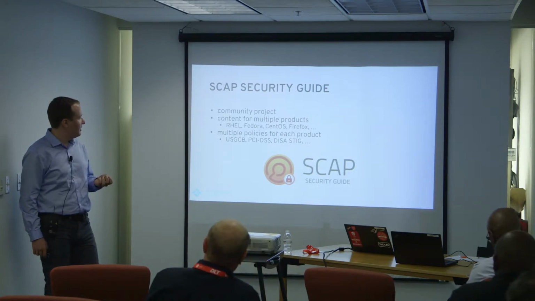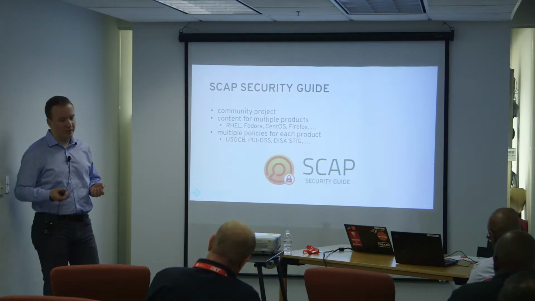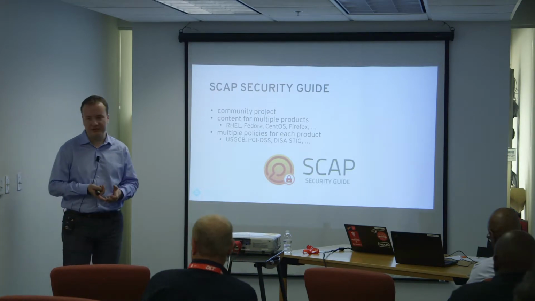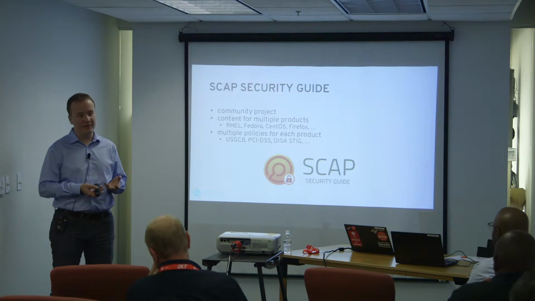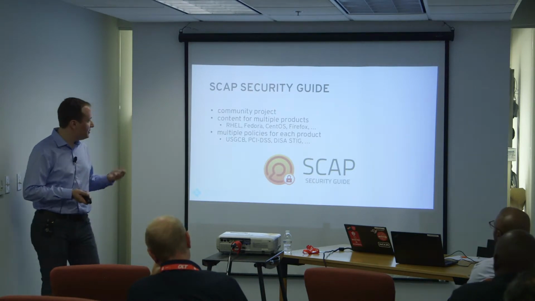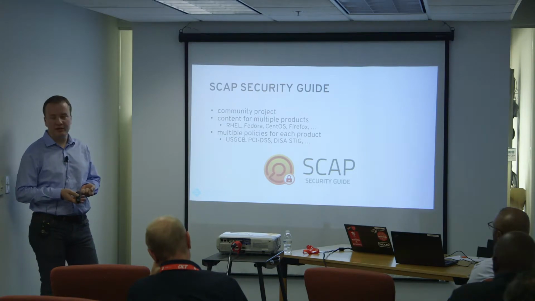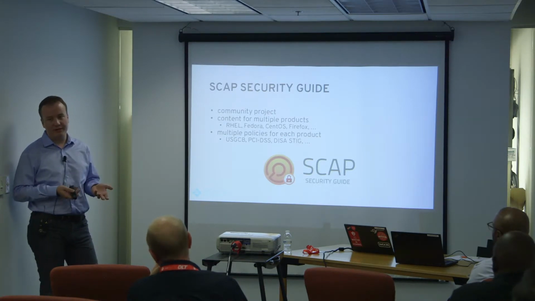OpenSCAP Security Guide provides content for multiple products. We have Enterprise Linux 5, 6, and 7, obviously. But we also have Fedora, CentOS, even Debian, Ubuntu, and other products in the upstream. And for each of these products, we have policies or profiles.